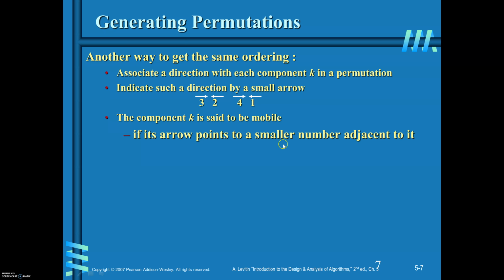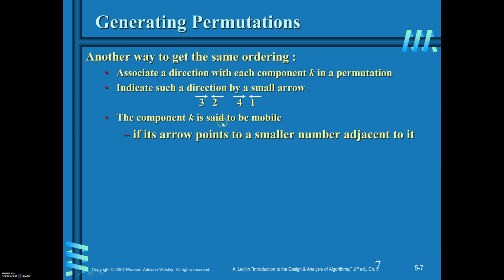Before that, I will discuss what a mobile integer is. Associate a direction with each component k in a permutation. Look at here, 3 is associated with an arrow, and 2, 4, 1. The arrow of 3 is pointing to 2, which is smaller than 3. So now 3 is called a mobile integer, and even 4, the arrow of 4 is pointing towards 1. That's why it is called a mobile integer.